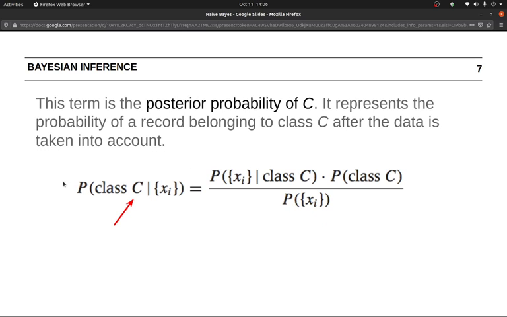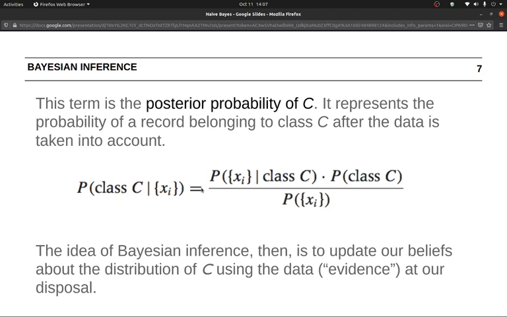Basically we are trying to find probability of a class C given a set of features or evidence. This entire term, as I said, is called the posterior probability of C. This represents the probability of a record belonging to a class C after taking data into account. That means probability of a record belonging to class C given any set of features. Let's try to understand the entire idea behind Bayesian inference and how it helps us update our beliefs about a distribution of class C using some evidence at our disposal.